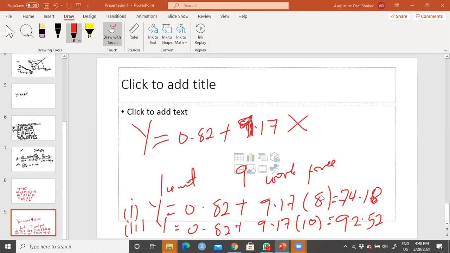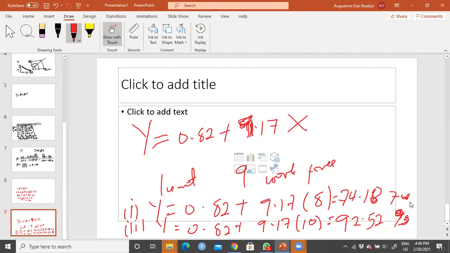Required. So because they are human beings, you can't say 74.18 human beings or 92.52 human beings. You round it to the nearest whole number. So this one will become what? 74. Good. Then this one will become what? 93. Thank you very much.